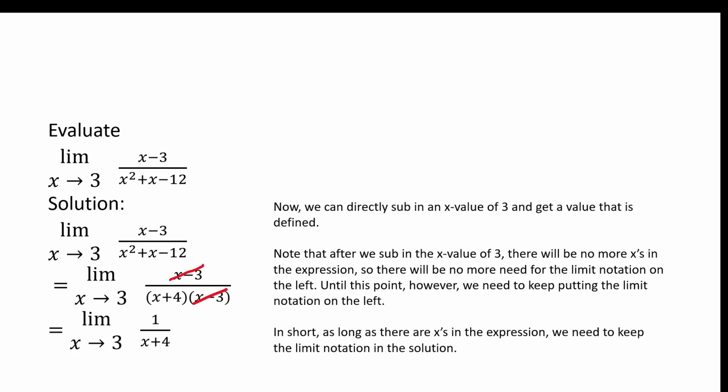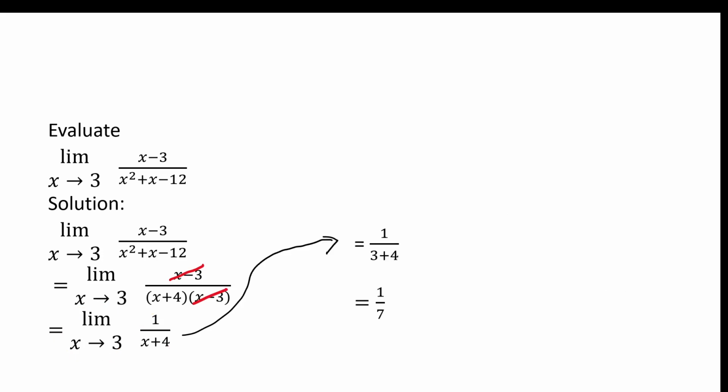And note that after we sub in the x value of 3, there's no more x's in the expression. There will be no more need for the limit notation on the left. But you have to keep putting it in for the time being. What I mean by that is this: we still have x's here, so we still need the limit notation here. But now I'm going to take this x value of 3 and plug it straight in. Now there's no more x's, so there's no more need for the limit notation. And we evaluate 1 over 3 plus 4, and it equals 1 over 7.